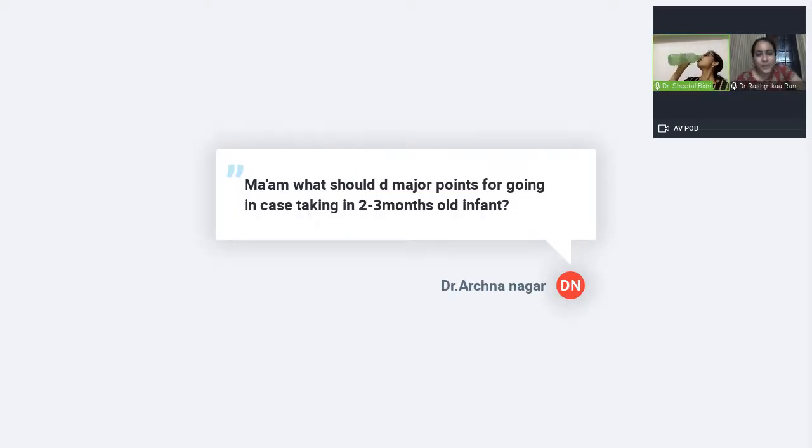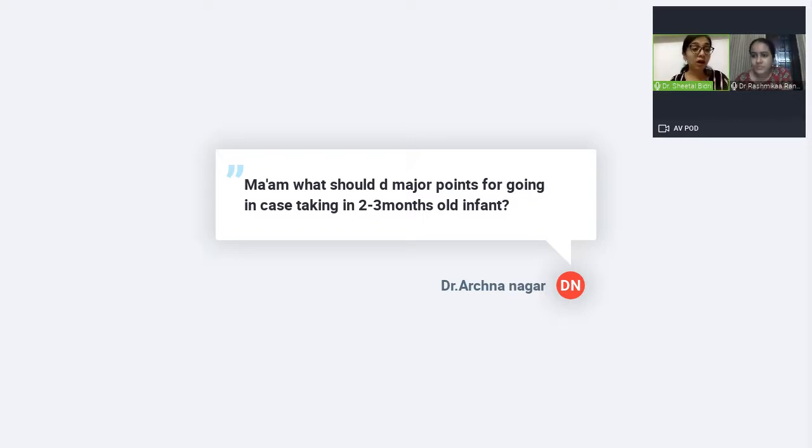What should be the major points for case taking in 2-3 month old infants? I think, firstly, since I have not covered this in this particular lecture, because it goes far too deeper. If it is a neonate, from the first day till, let's say, 5 months, you have to analyze the reflexes. If you could go through some of the basic reflexes, that will be one of the things you have to look for physically.